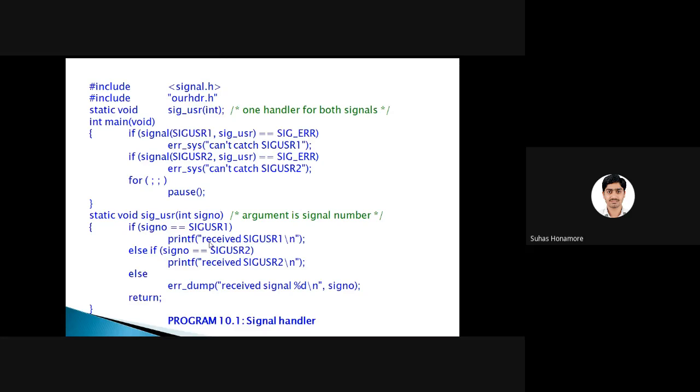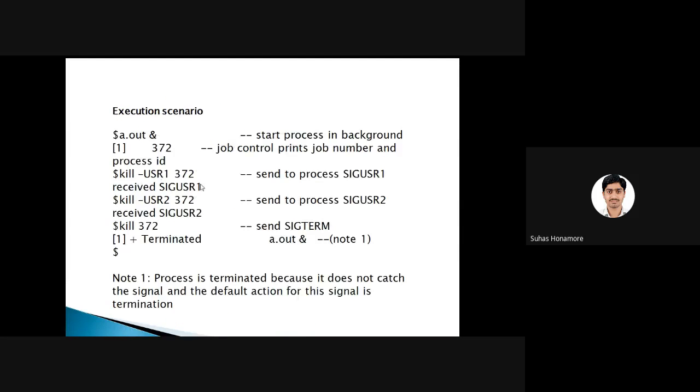Whenever we execute it, normally we will get an a.out file after compiling. So this a.out file we're executing and we're putting an ampersand with it. There's nothing but we're forcing this process to work in the background.